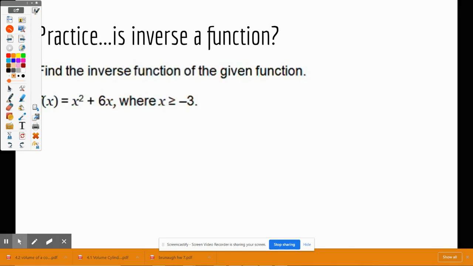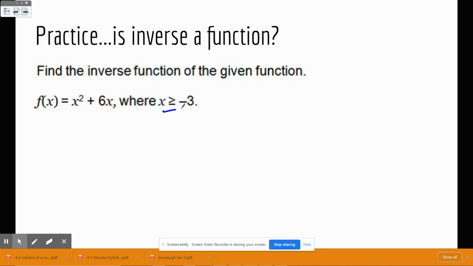Find the inverse of this guy. This time they did restrict, so I don't need to do the plus or minus. They want x plus is greater than negative 3. So this is going to be the right side of the graph, which is the principal part, which is the positive part. So you switch the x and y and solve for y.